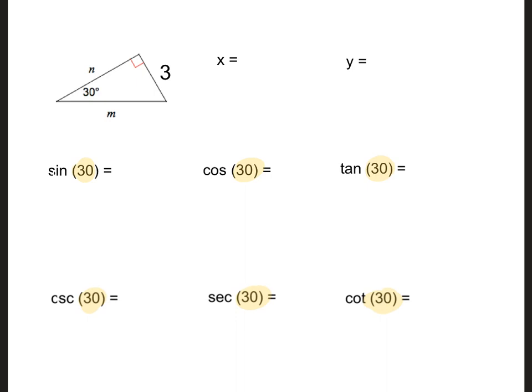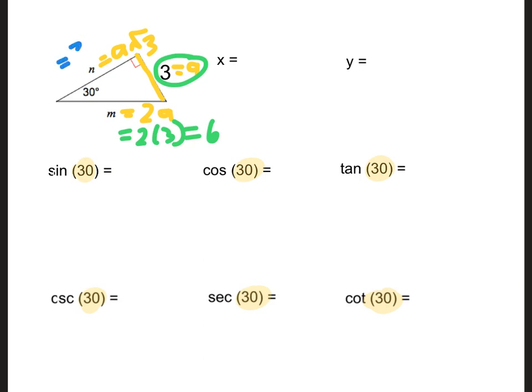All right, let's go. So we're still doing 30, 60, 90. Remember for 30, 60, 90s, your shortest side is going to be A, your hypotenuse is 2A, and your long leg is A root 3. Notice how right now I have A equals 3, so I can just plug that in. So we're going to do 2 times 3 equals 6. And then for n, we're just going to do 3 root 3. And I'm going to leave my square root of 3 as part of my answer.